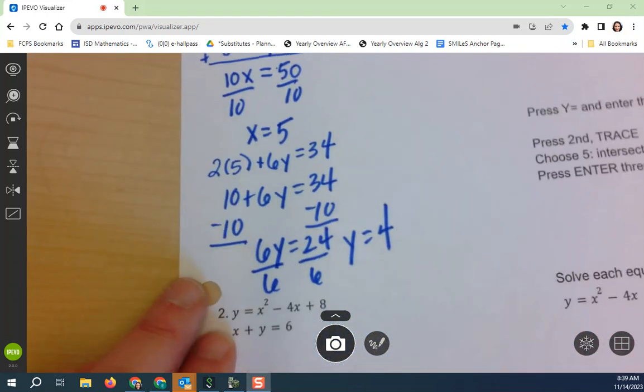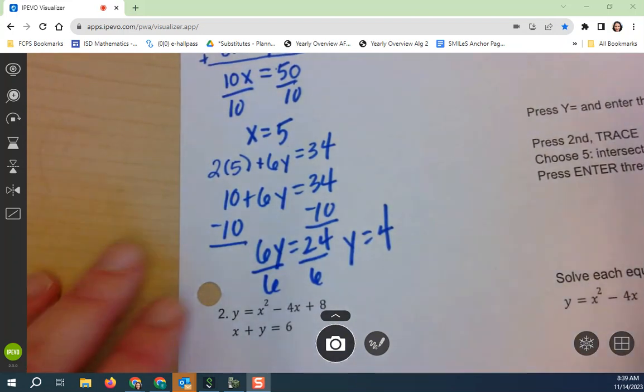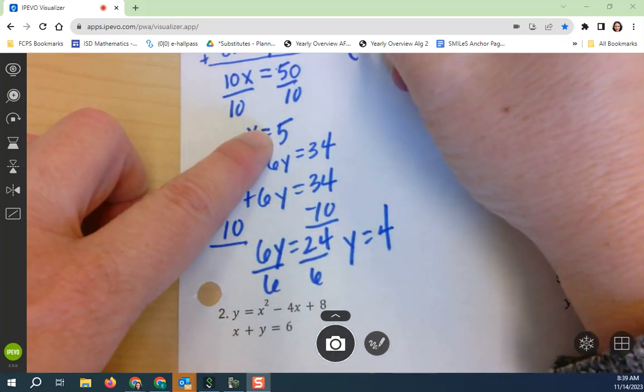When you finish and you have your x and your y, put them together in a point. So my point would be the x first, 5, and then the y.